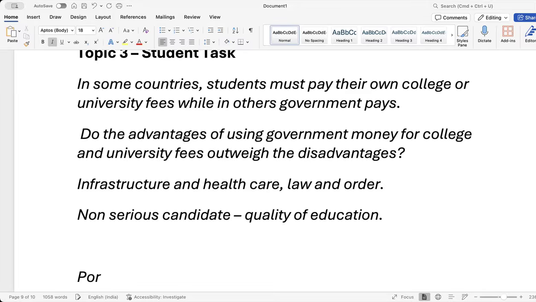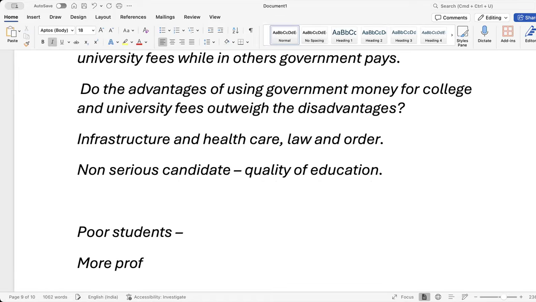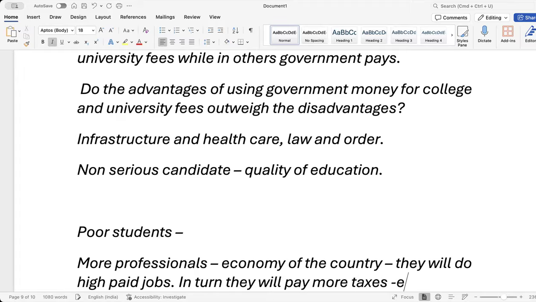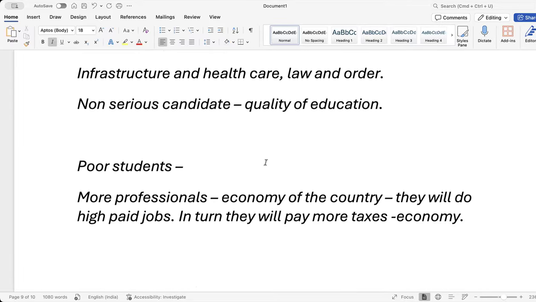You said poor students also, those who cannot do it also get it. Okay, then there will be more professionals, college educated professionals, which will be better for the economy of the country because they will do better jobs, they will do high paid jobs, and in turn they will pay more taxes, which will be beneficial for the economy, right? Like that. Okay. People also said R&D, research and development is also more if there are more college educated people. Yes, there is more research and education also.